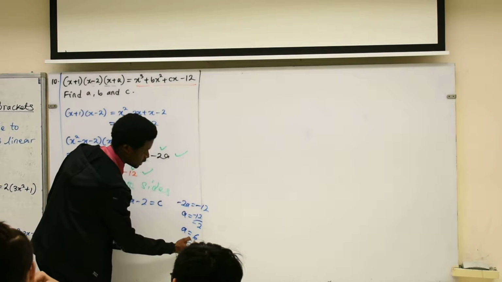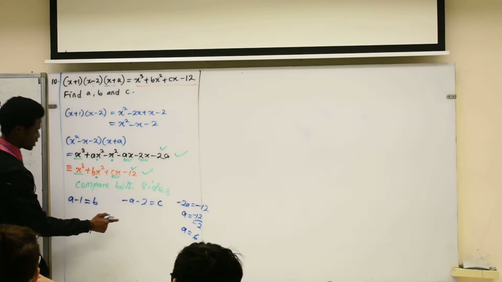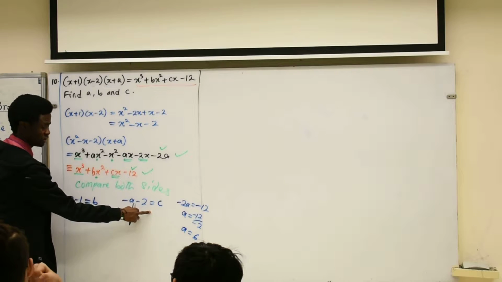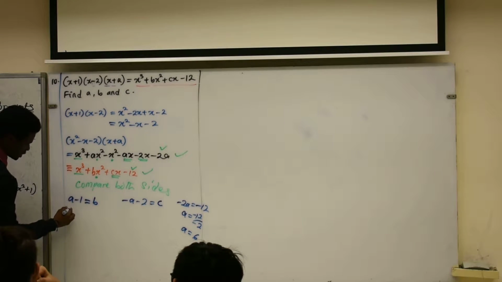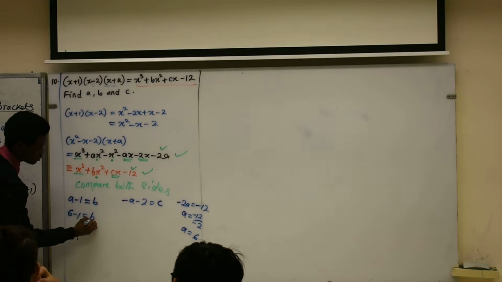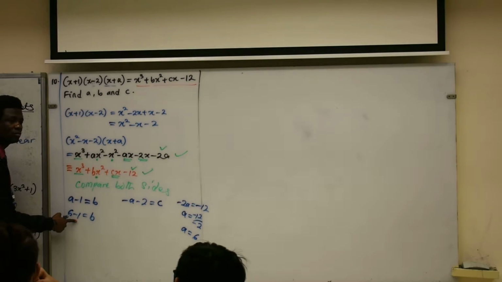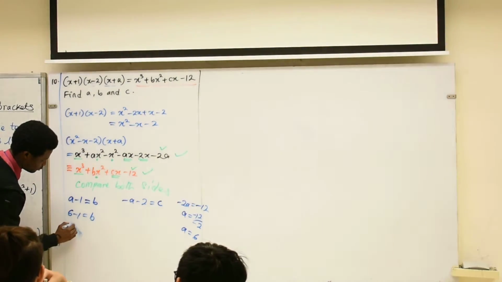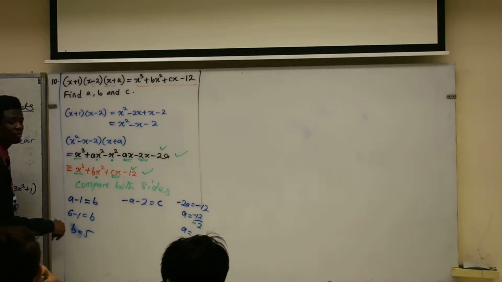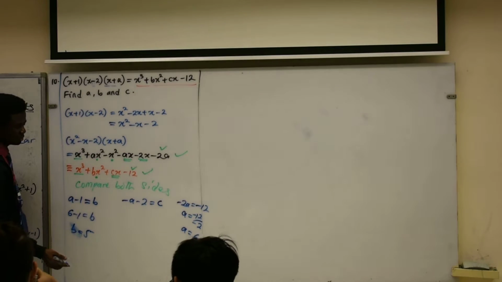Okay? A is equal to 6, perfect. You use your A is equal to 6 here to get C, use it here to get B. So if I put my 6 here, 6 minus 1 is equal to B. Now I know how you got this one now, because your A has been found. So that means B is equal to 5. Don't write 5 is equal to B, write B is equal to 5.